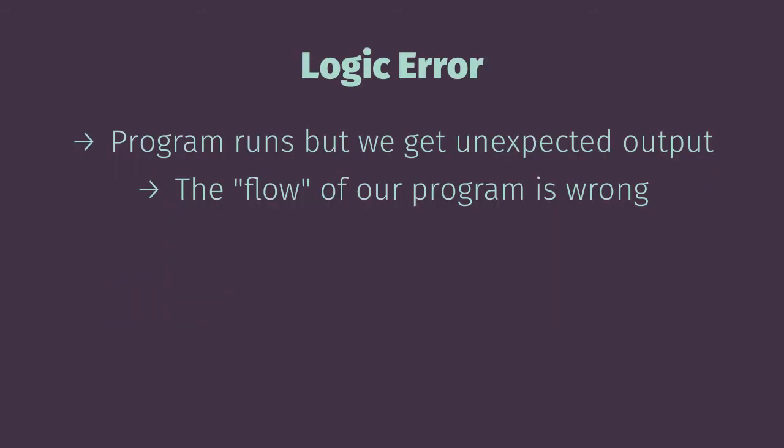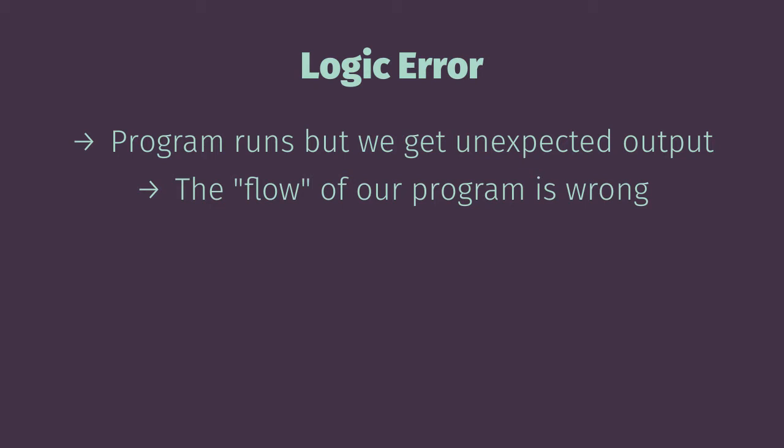So I'm always more scared when I get something right on my first try than if it takes me a few tries. You may have logic errors in your program. This is a case where your program runs, but we get unexpected output. And this is because the flow or path that our program is following is wrong. So this is something that may come into play this week with conditional statements.